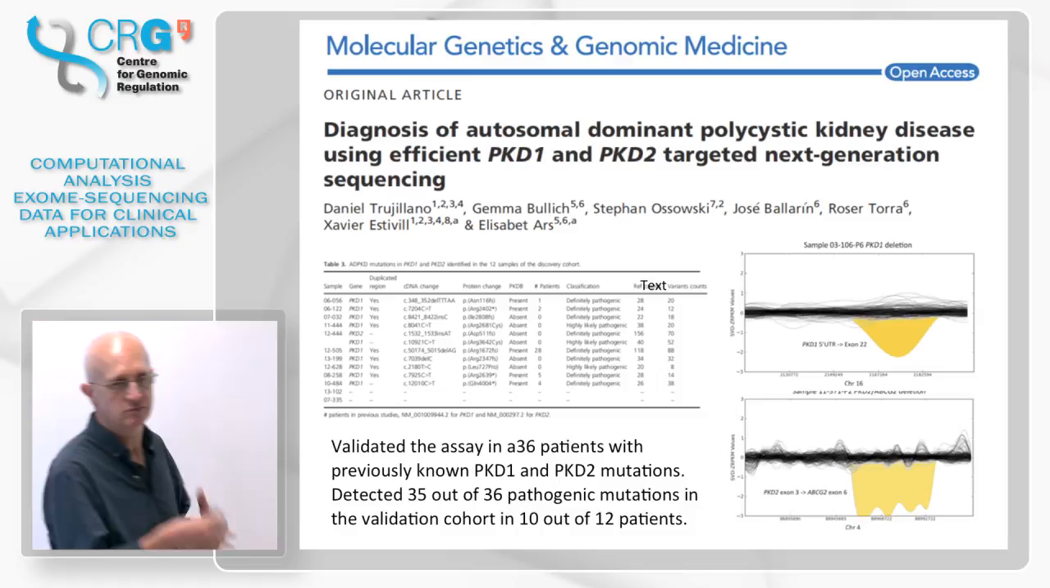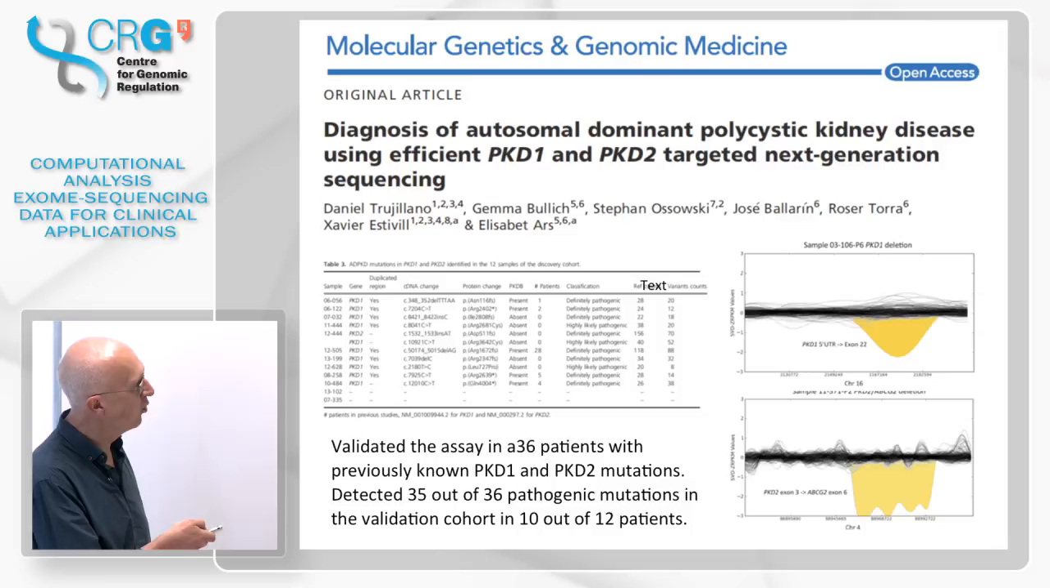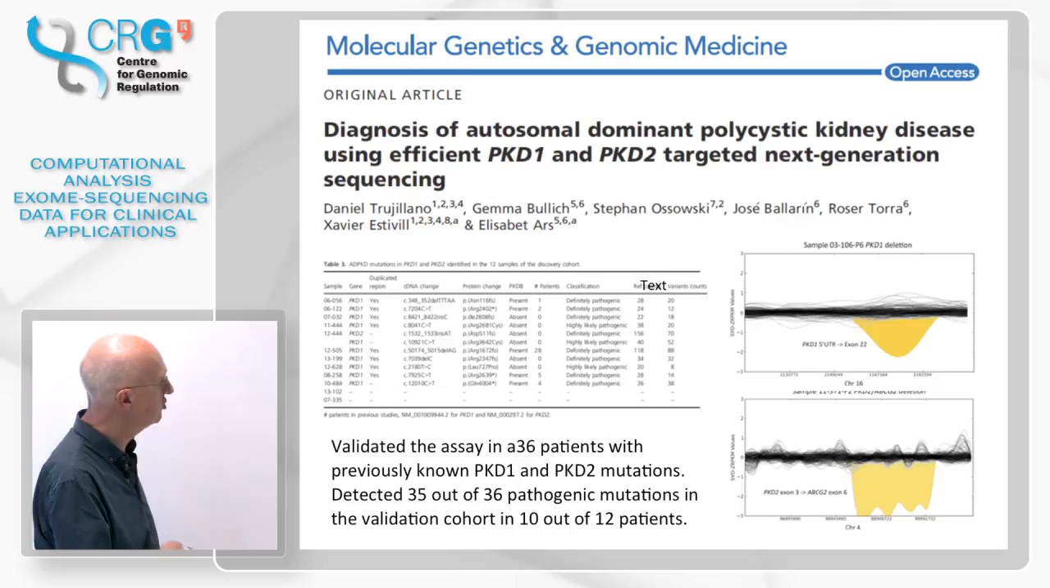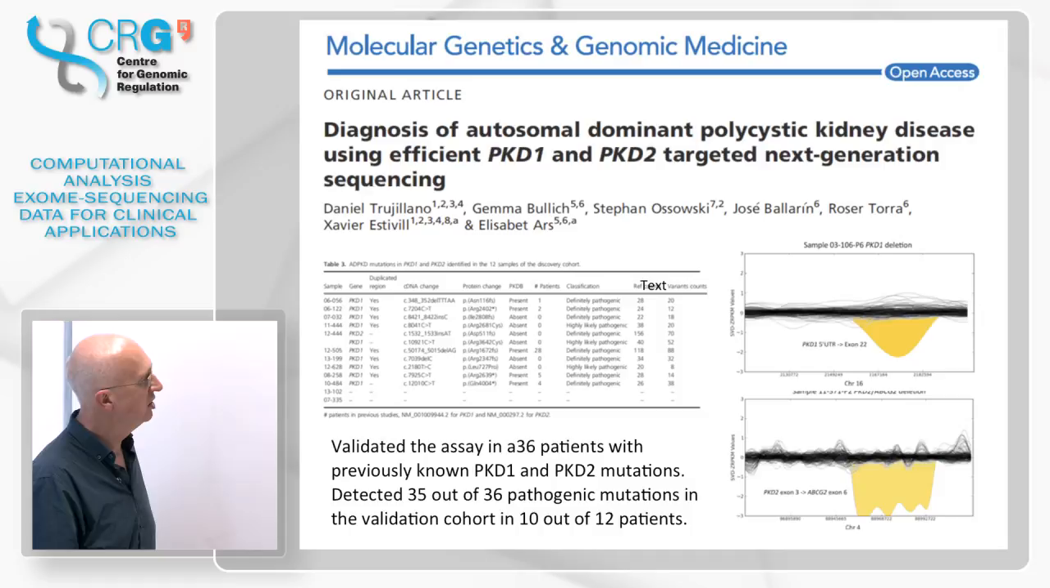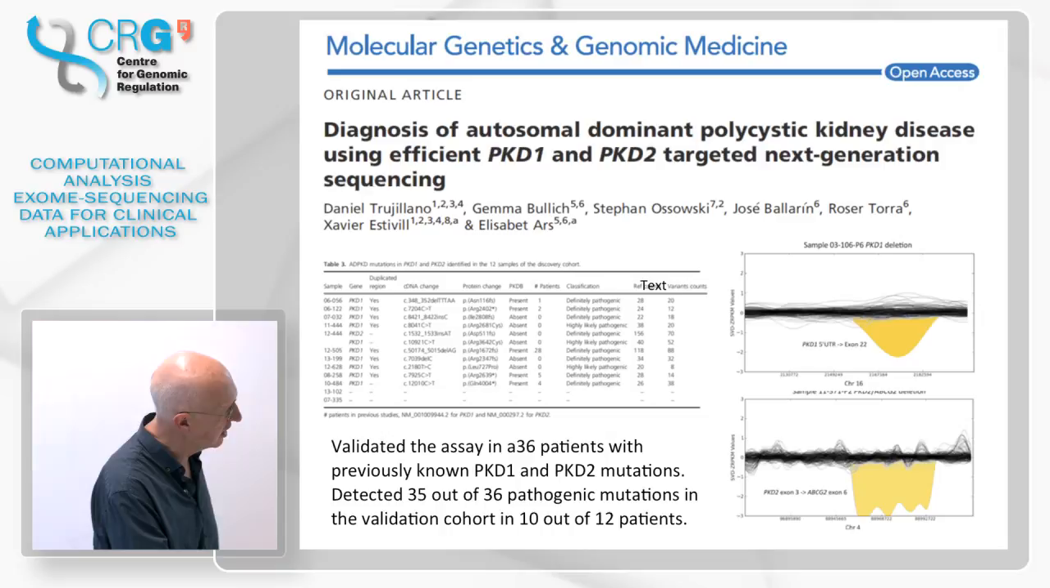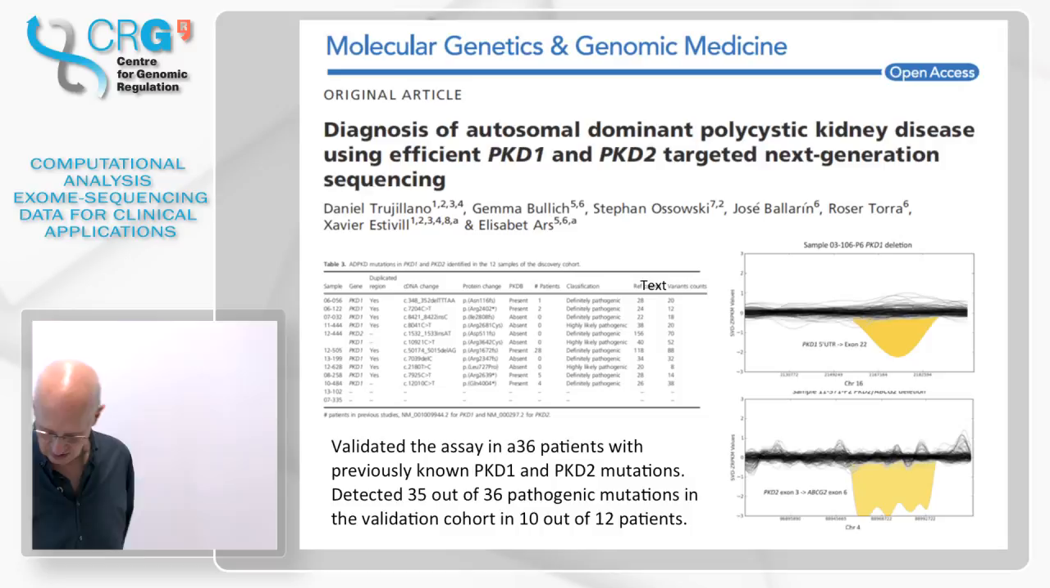This is polycystic kidney disease, type 1 and type 2, in which there are several genes and many different point mutations responsible, and also deletions and so on. Because we had a very good characterization of the different mutations, we were able, in a blind analysis, to characterize the mutations in the gene using next-generation sequencing, also detecting some deletions in PKD1 or in PKD2, as you can see here.